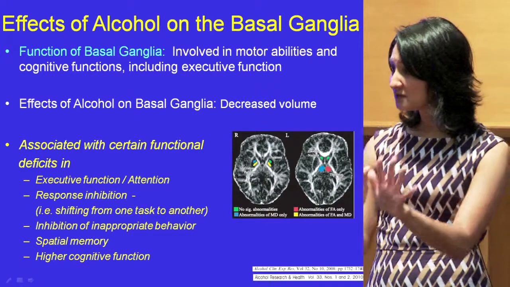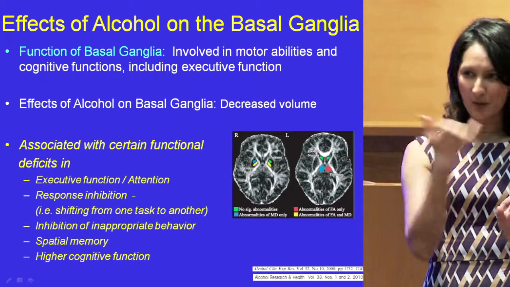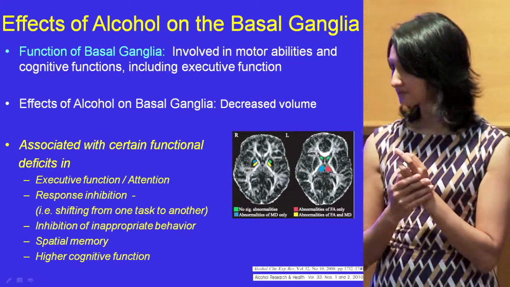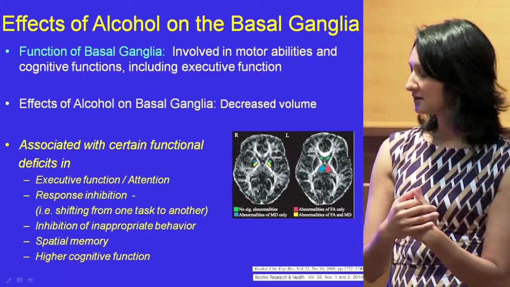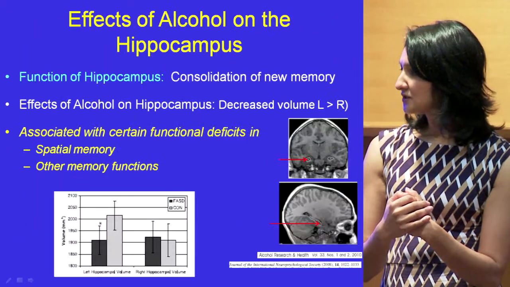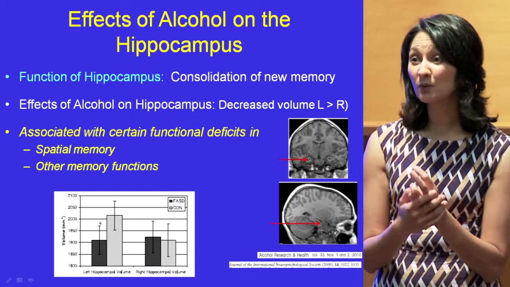They have difficulty shifting from one task to another. They have difficulty saying blue when it's written in red. And difficulty with spatial memory, and deficits in higher cognitive function. And so one of the deficits we talked about is difficulty consolidating working memory.